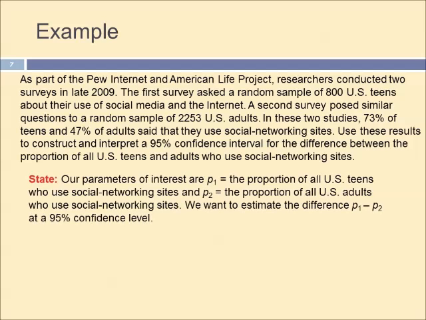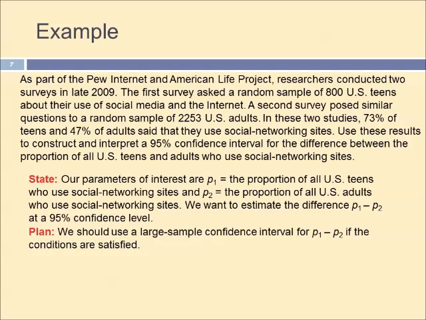So the parameters of interest: P1 is the proportion of all U.S. teens who use social networking sites. P2 is the proportion of all U.S. adults who use social networking sites. And we want to estimate the difference between these two with a 95% confidence level.